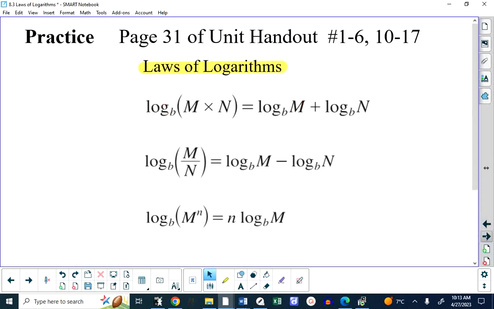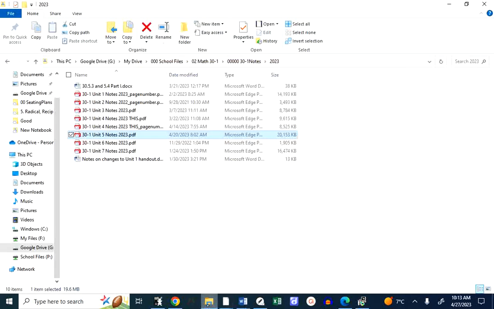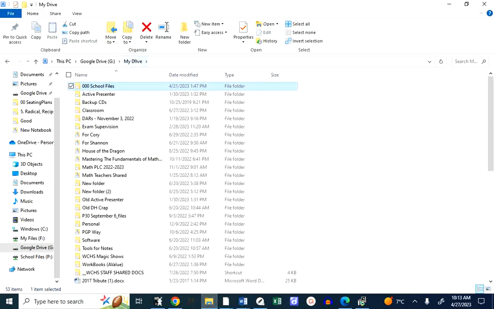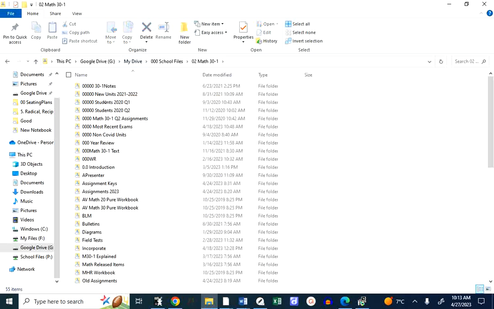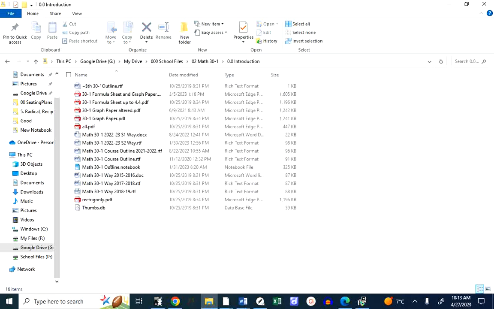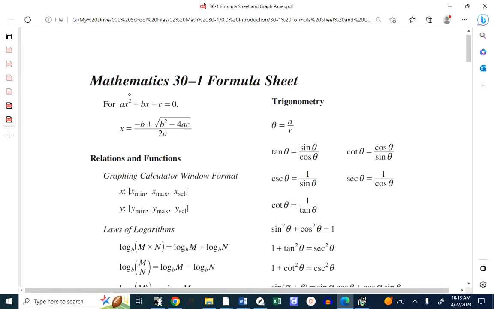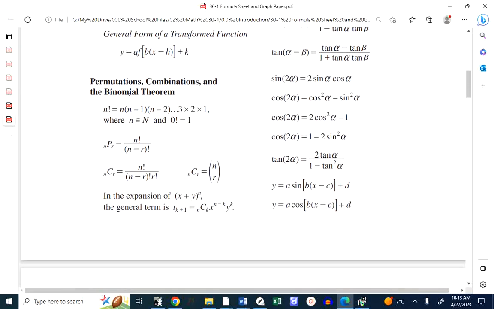Those are the laws of logarithms. These are on your formula sheet, by the way. Just take a quick peek at your formula sheet. We've got a couple more minutes here. We're kind of getting down to it on the formula sheet. Is there anything we haven't learned yet? No, there's some stuff here. Some stuff we're going to learn in the very final unit dealing with combinations, permutations, and the binomial theorem.